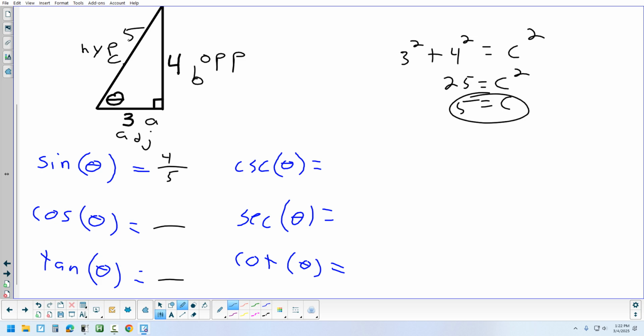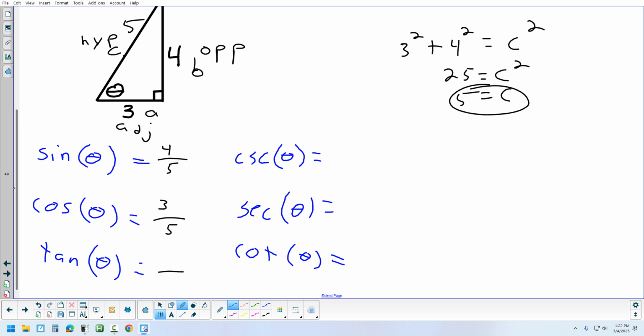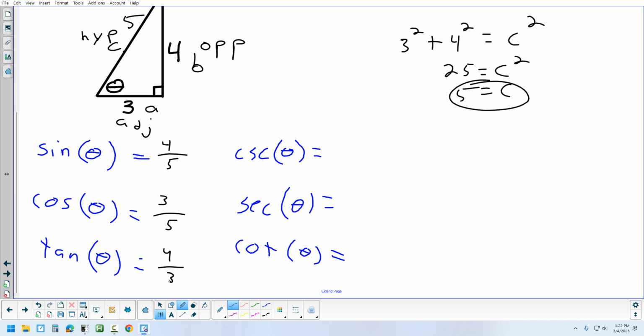What's the definition for cosine? Adjacent over hypotenuse. What's the adjacent? 3. And the hypotenuse? 5. What's the definition of tangent? Opposite over adjacent, so 4 over 3. And then cosecant is hypotenuse over opposite, so that'd be 5 over 4. And then 5 over 3, and then 3 over 4.